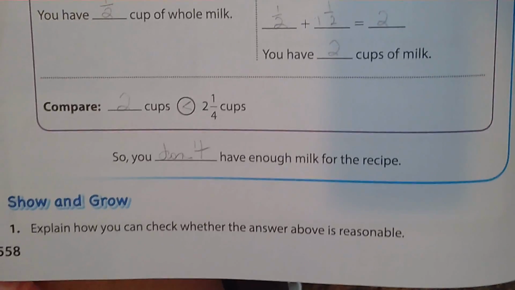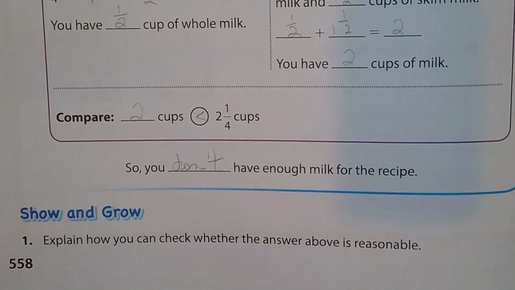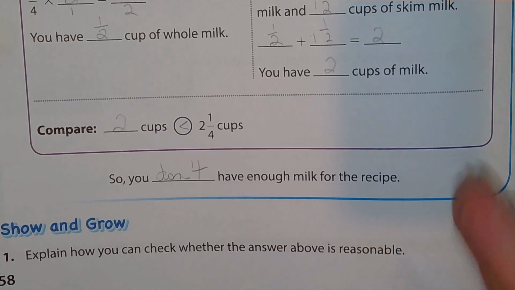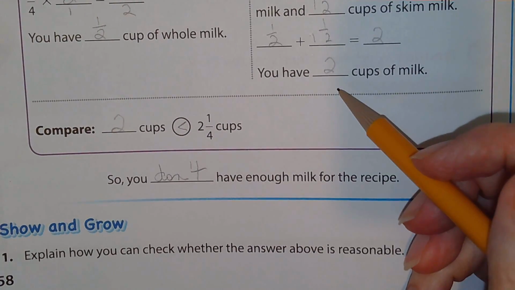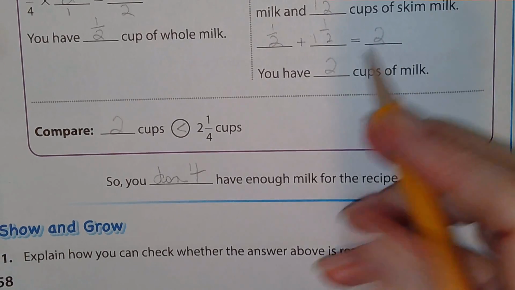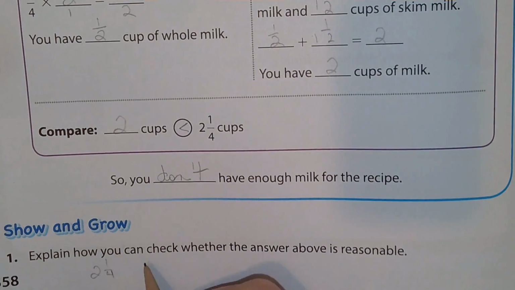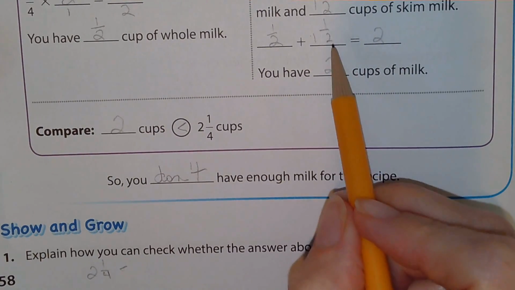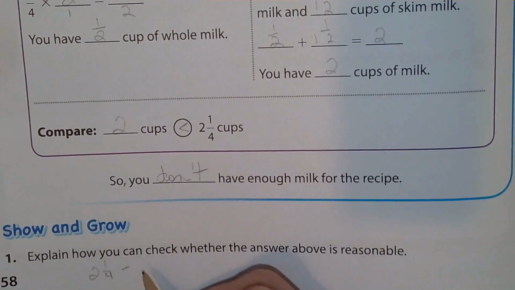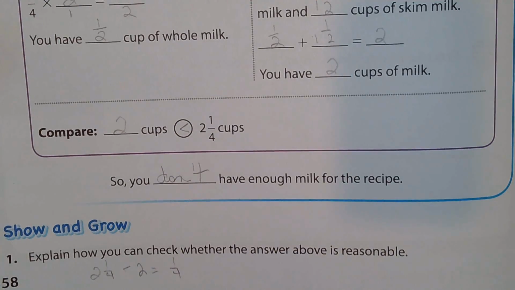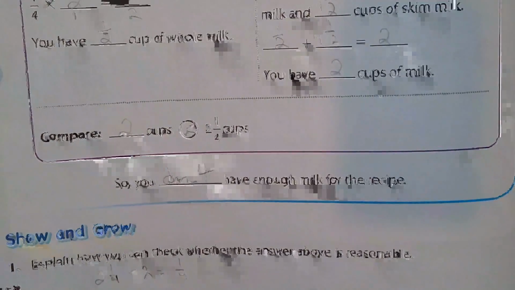Okay, so the number 1 says explain how you could check to see if this is true. So the opposite of addition, which is what we did here, is subtraction. So we could start with 2 1/4 cups and subtract the 2 that we have together. And we know there's still 1/4 of a cup left. So we know that would be how we do it.